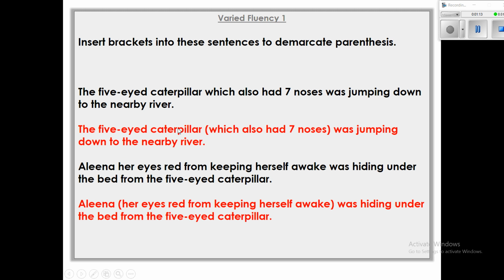So we've got the five-eyed caterpillar, which also had 7 noses, was jumping down to the nearby river. There's your extra bit of information saying that the caterpillar had also had 7 noses. And the extra information down here is Alina, her eyes were red from keeping herself awake. That's your relative clause, because the main clause would be Alina was hiding under the bed from the five-eyed caterpillar. It makes sense on its own. Well, apart from there being a five-eyed caterpillar, that doesn't really make any sense, but there you go.